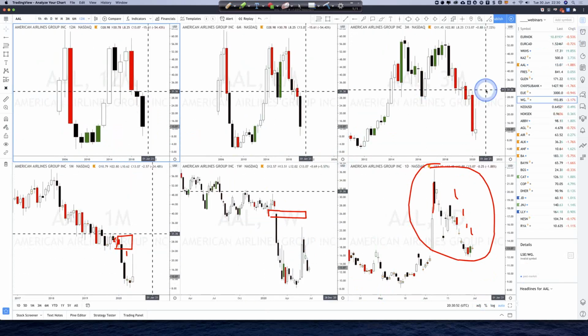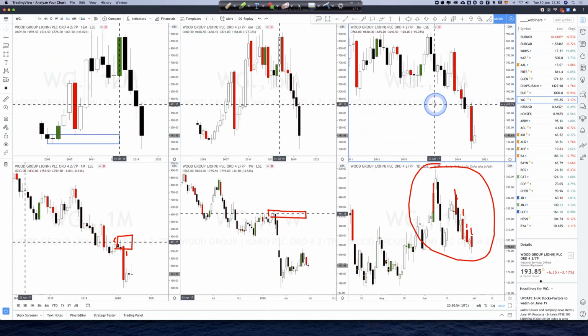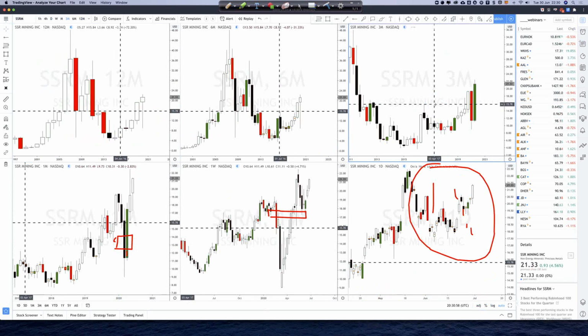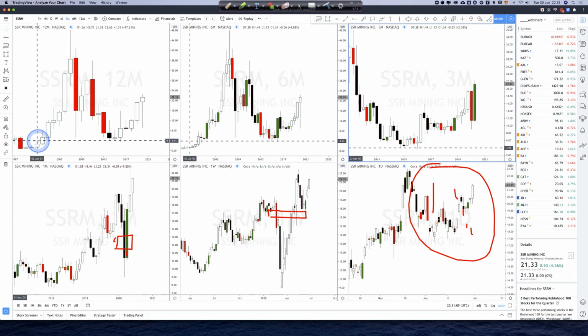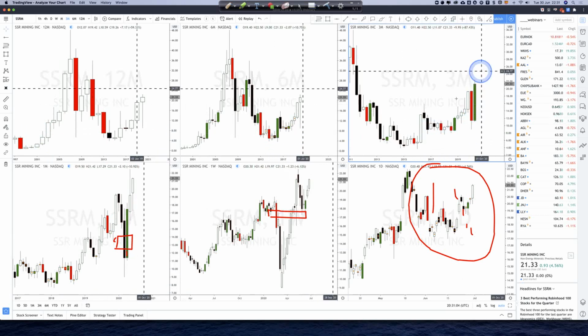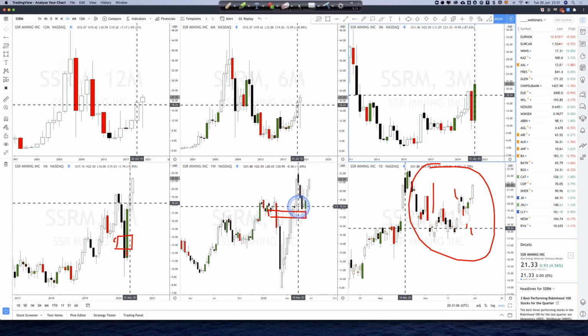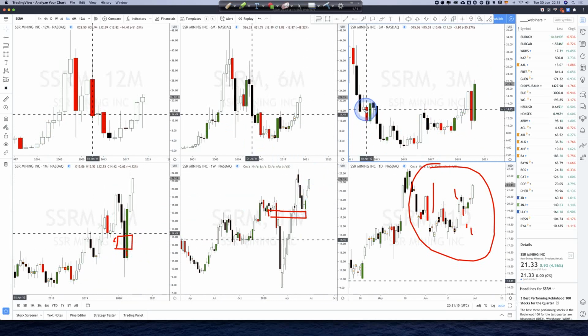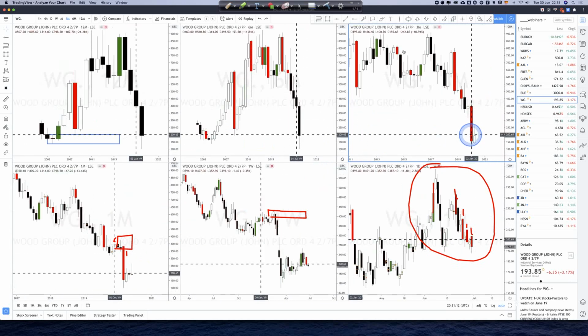So this one I would prefer, or I would prefer this one over here. We've got this one. We've got demand on 12 months, 6 months over there, bullish impulse, and so on. So demand on the weekly, on the monthly. So I prefer that one rather than, obviously, this one.